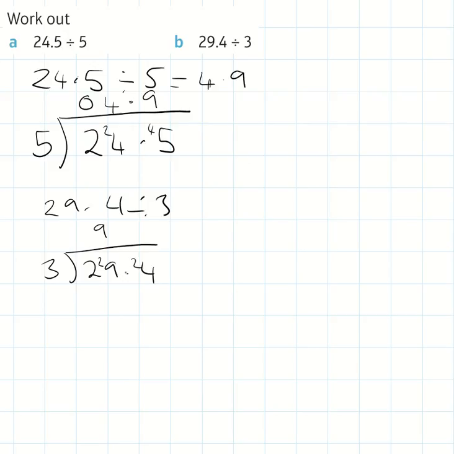I can then come to the decimal point, so that goes directly above. 3s into 24 are 8. So my answer here equals 9.8. Okay, and that's how we divide decimals by whole numbers.